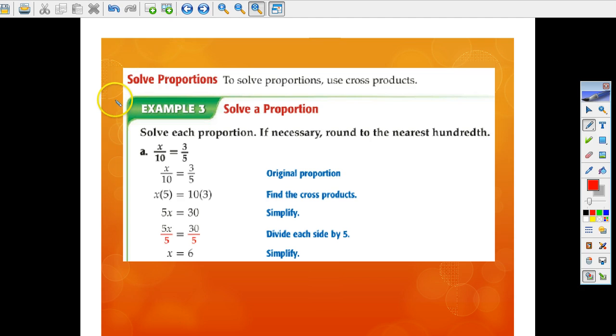Solve proportions. In order to solve proportions, this time you're going to cross multiply to determine what the x is. So x times 5 you write as 5x. 10 times 3 is 30. So 5x equals 30 is your equation. Divide by 5 on each side and you find out x equals 6.